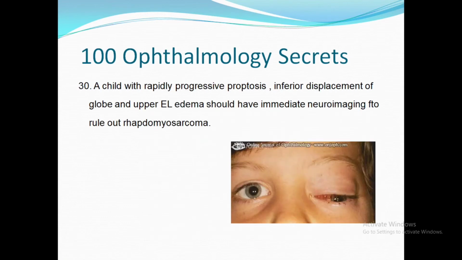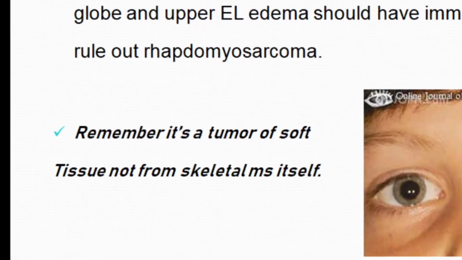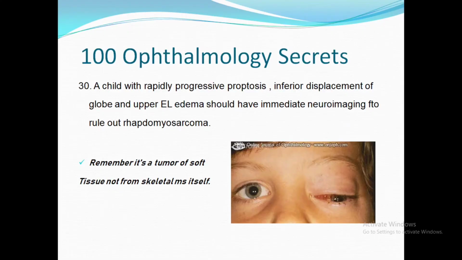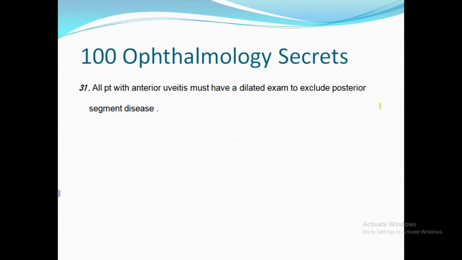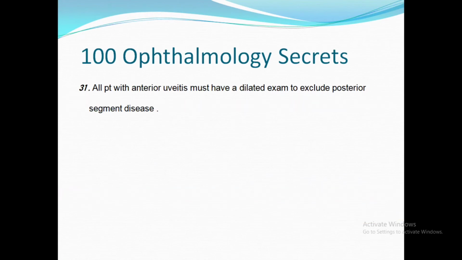Number 30. A child with rapidly progressive proptosis, inferior displacement of globe, and upper eyelid edema should have immediate neuroimaging to rule out rhabdomyosarcoma. Remember, rhabdomyosarcoma is a tumor of soft tissue, not from skeletal muscle itself. Number 31. All patients with anterior uveitis must have a dilated exam to exclude posterior segment disease.